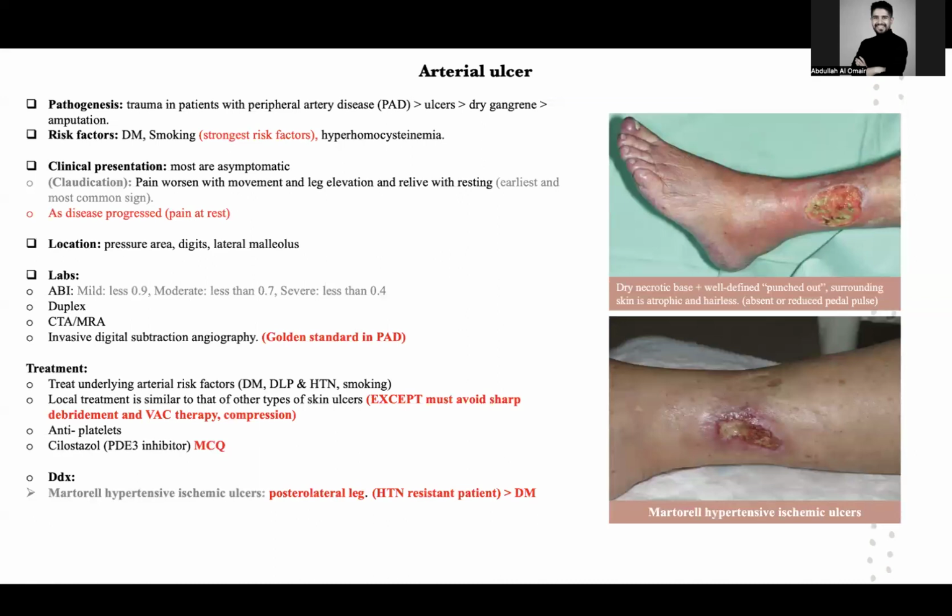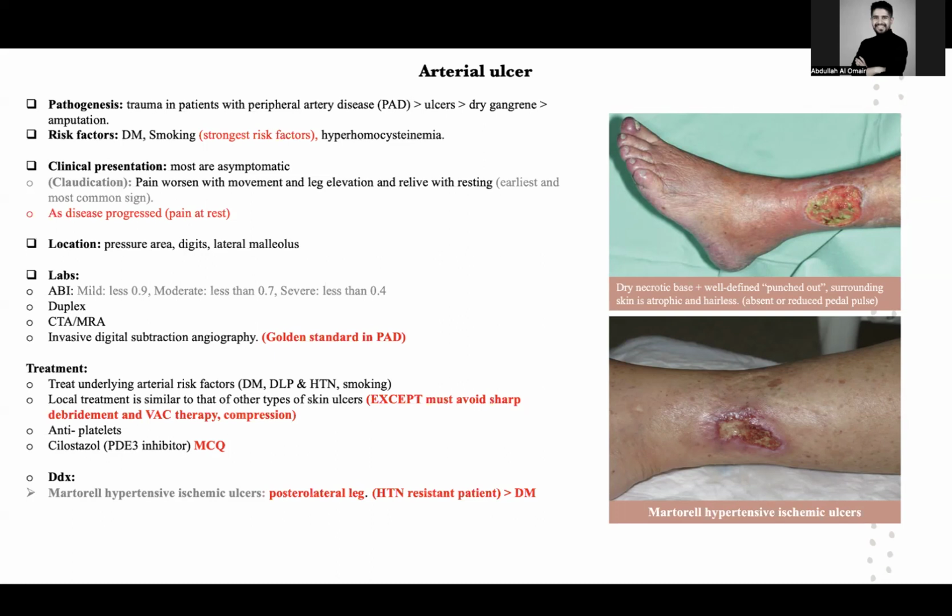Now the arterial ulcer, as we agreed, has different morphology. First is dry, it's necrotic. The patient is going to have cold skin and loss of peripheral pulse. The most important thing about these patients is that it's very painful, and also there is pain during rest, which is a very important differentiating factor from venous ulcer.